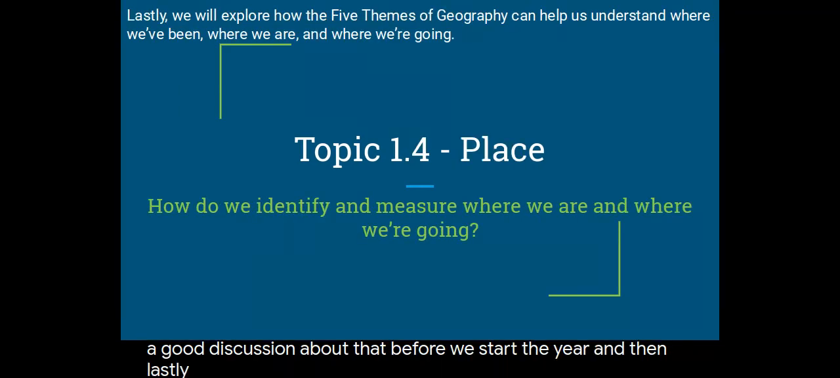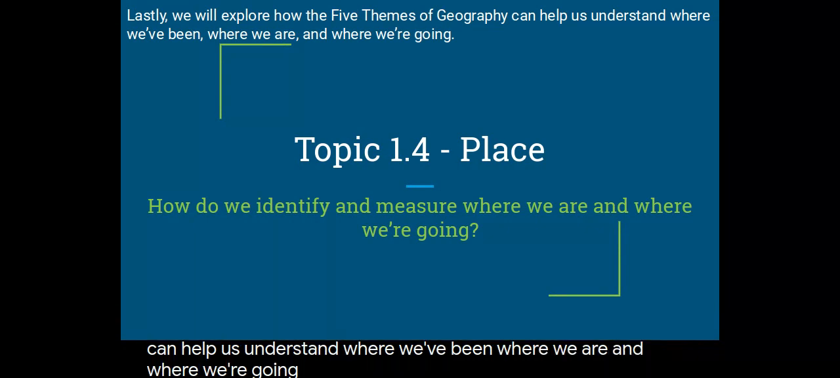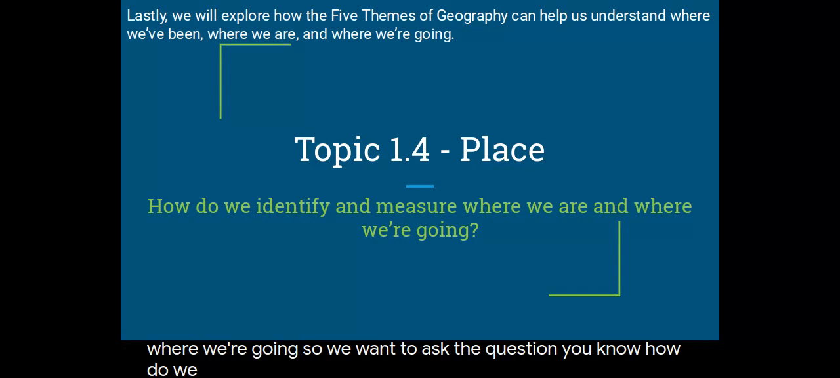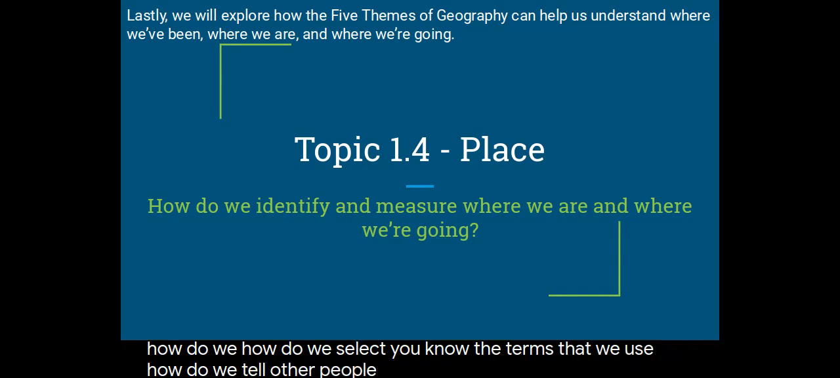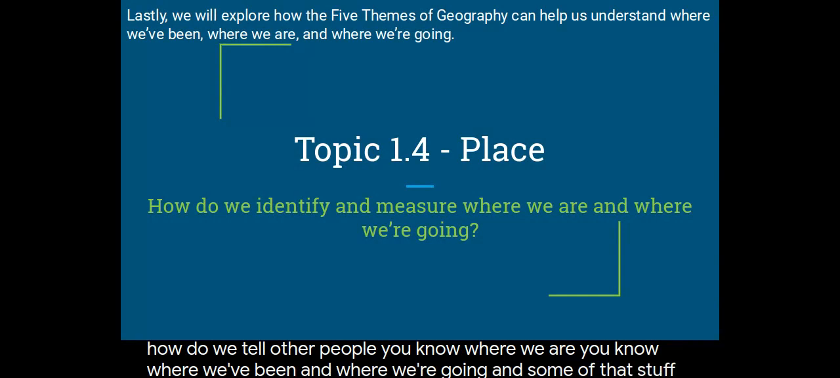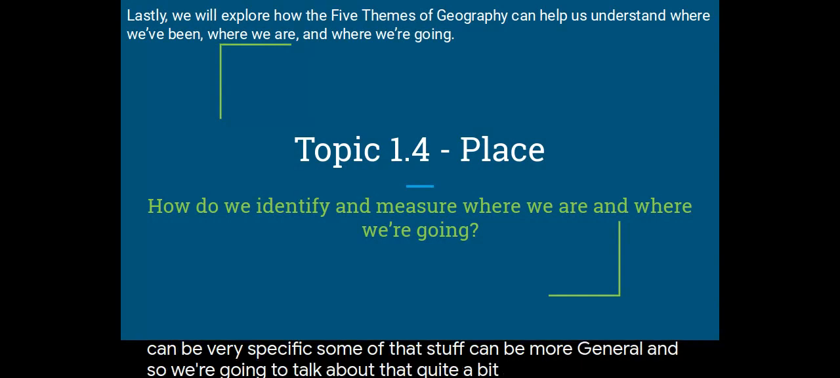And then lastly, we're going to explore how the 5 themes of geography can help us understand where we've been, where we are, and where we're going. So we want to ask the question, how do we identify and measure where we are and where we're going? How do we select the terms that we use? How do we tell other people where we are, where we've been and where we're going? Some of that stuff can be very specific. Some of that stuff can be more general. And so we're going to talk about that quite a bit.